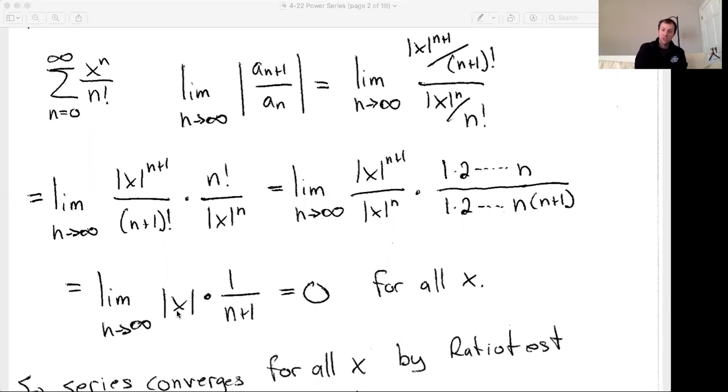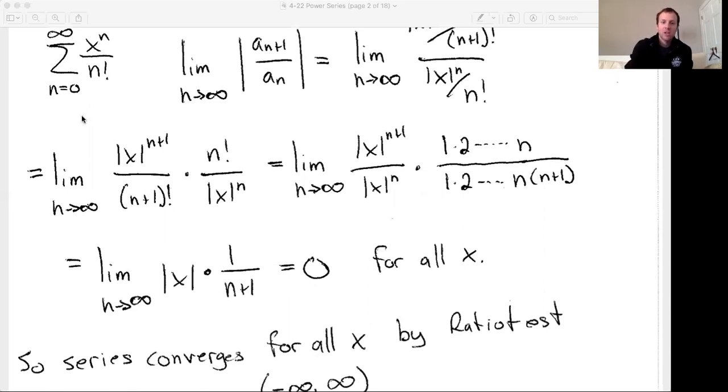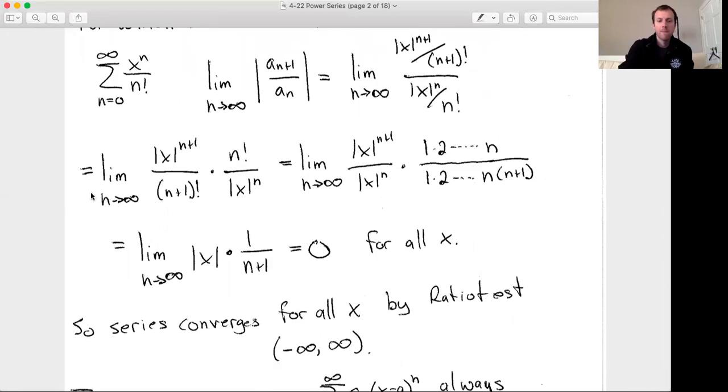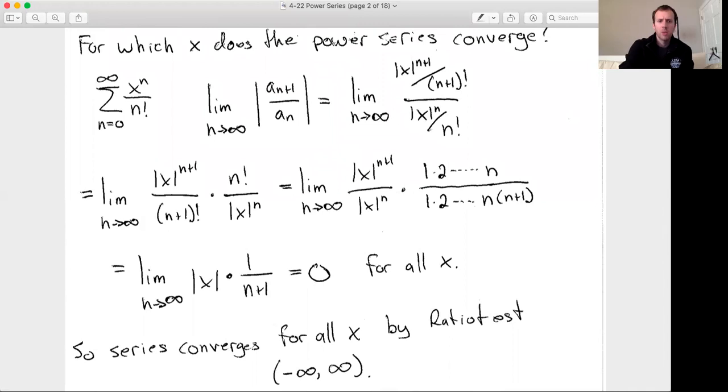So what we can conclude is that this power series converges everywhere. So if we want to write that as an interval, it's from -infinity to infinity. No matter what x you pick, if you plug it in, you're going to get a convergent series. Questions about this example?